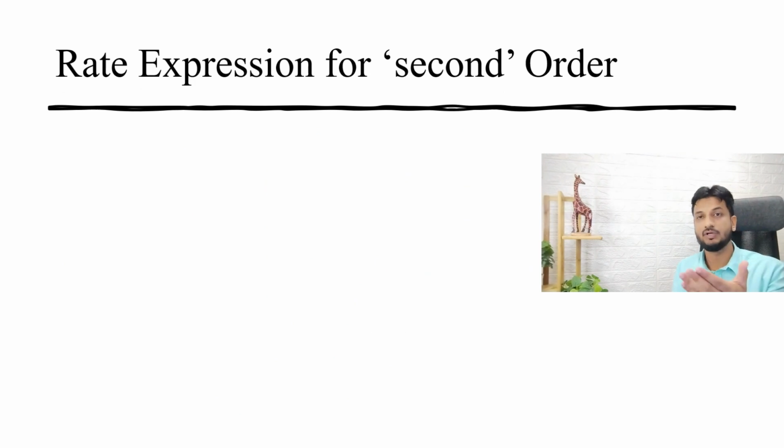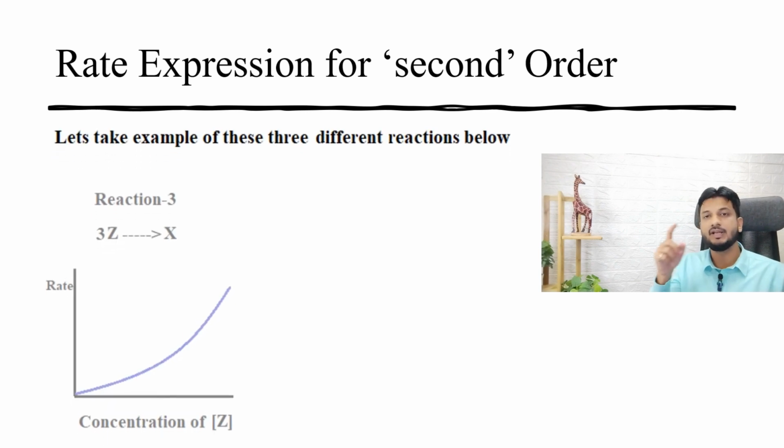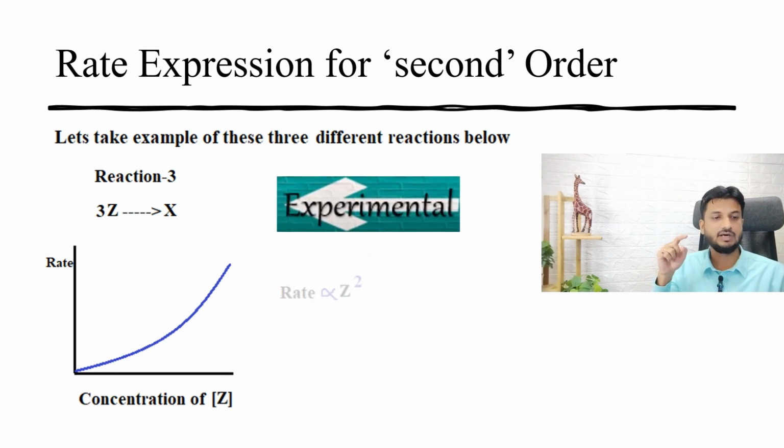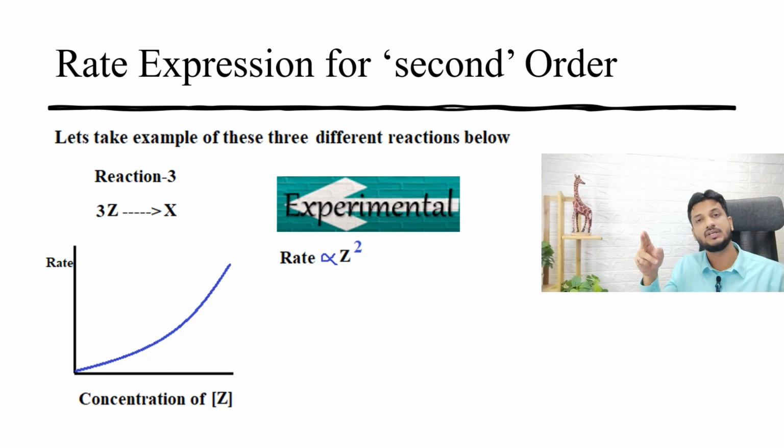Alright, so now the third type of rate expression is of a second order reaction, guys. As the name suggests, now you must be getting an idea that in this reaction, the rate is going to depend on the second power of the reactant concentration. So rate is proportional to Z to the power 2. This was found out experimentally. Again, it has nothing to do with the balancing. As you can check, the balancing says 3 moles of Z gives X, so that 3 is not affecting it. It's depending on the second power.